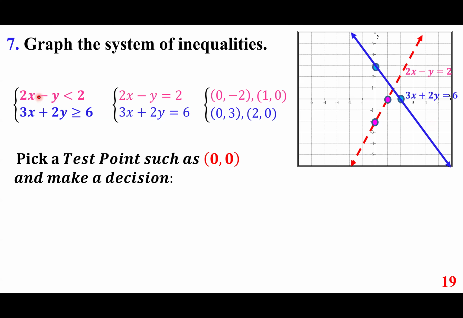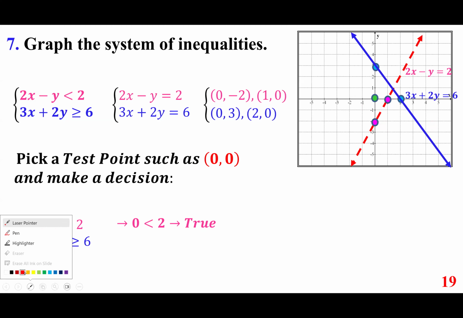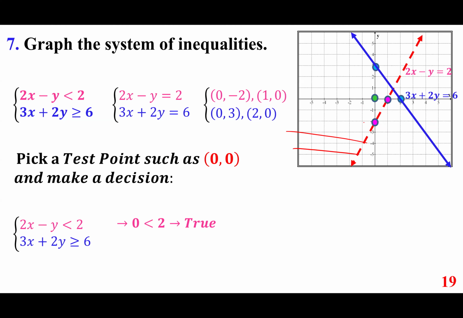We go back to the original inequality, 2x minus y. So 0, 0 is here, and we're going to check that. So 2x minus y, that means 2 times 0 minus 0 is less than 2. Yes, it's a true statement. So right here, for the red line, 0, 0 works, which means you can shade this side. And if you had only one inequality, we would be done. This is the answer, we are done.